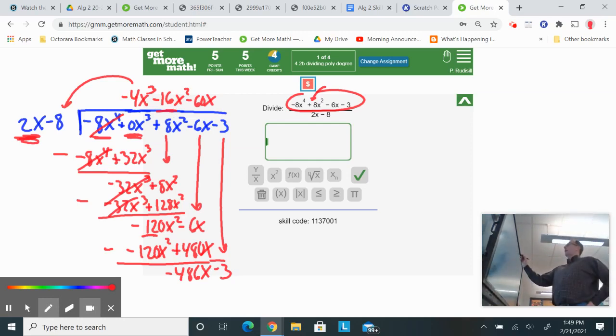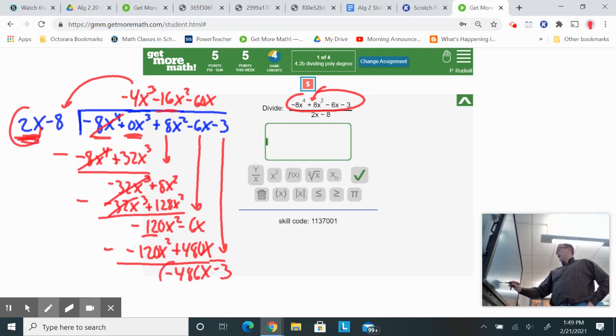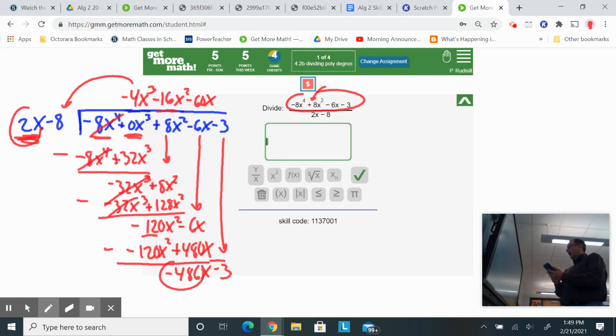So what do I multiply 2 by to get negative 486? Let me check this again here. So I have negative 486 divided by 2 gives me negative 243. So I've got to multiply this by negative 243. So I need a minus 243 here.